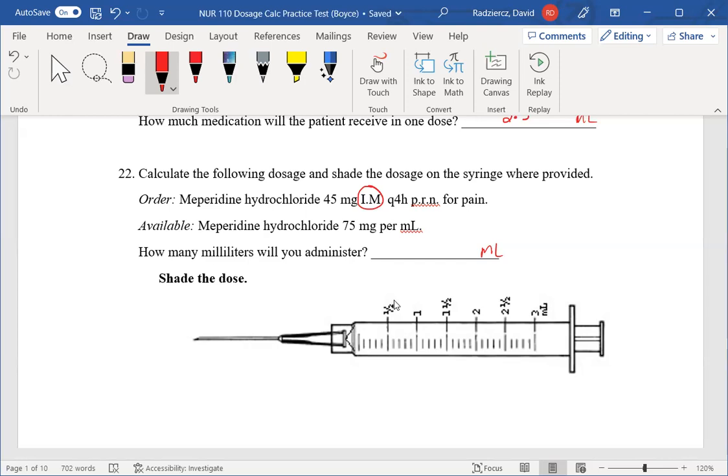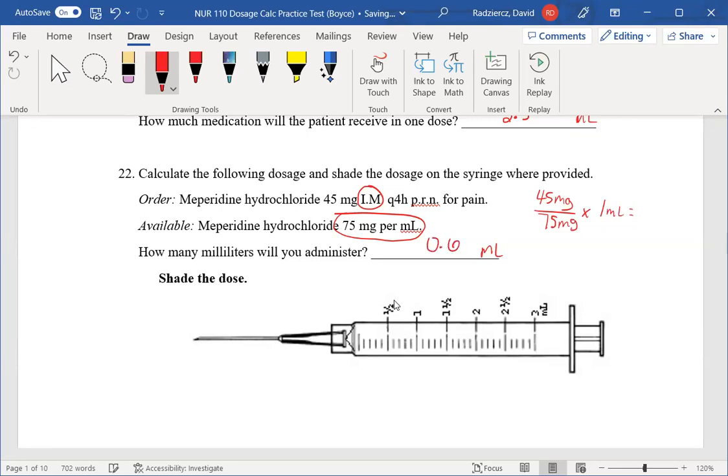Okay. So I'm going to just do the same. I'm going to look for my available. No label picture, but it tells me 75 milligrams per ml. 45 milligrams is my order. So I'm going to take 45 over 75 times my quantity. 45 divided by 75 gives me 0.6 ml.